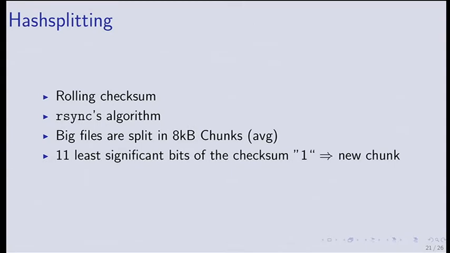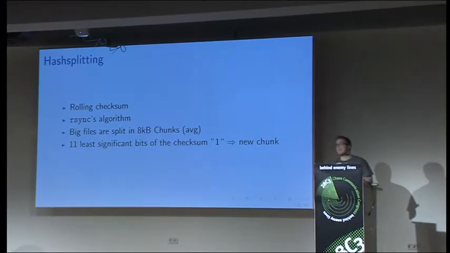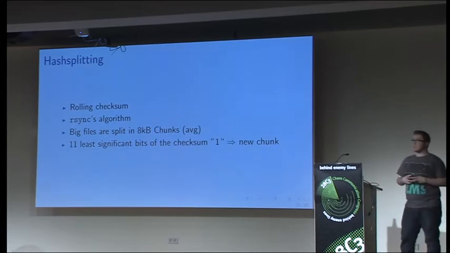Okay, what is hash splitting and how do we do deduplication? I have to say, we don't do deduplication only on a file level, like Git does it. We go deeper and split files into chunks. So if you have a 200 gig SQL dump and add one line in the middle, you don't have a full copy of that file, but only the changes. And this is done with hash splitting. We use a rolling checksum algorithm, the one that's used in rsync too.